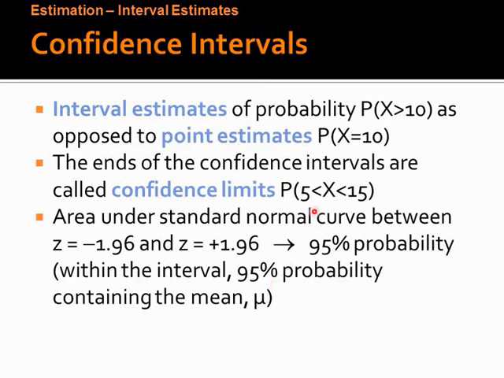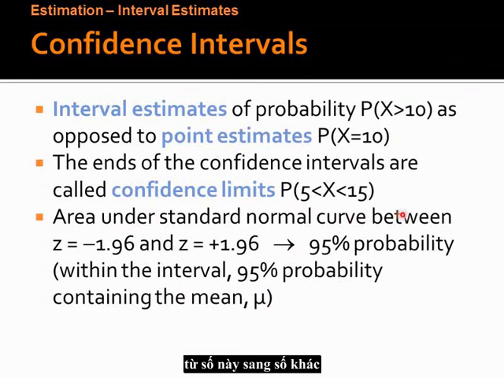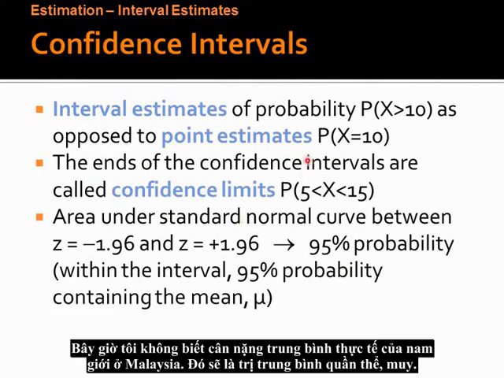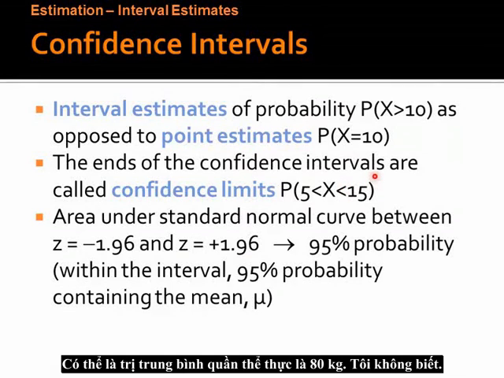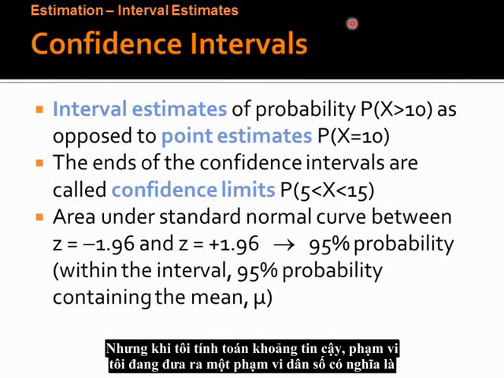Let me repeat that. What a confidence interval means is that I define a particular interval from one number to another. Okay, now maybe this time let's consider weight. For example, what is the average weight of all men in Malaysia? Now I do not know the actual average weight of men in Malaysia. That would be the population mean, mu. Maybe the actual population mean is, let's say, 80 kilograms. I don't know. But when I calculate out a confidence interval, I'm saying a range.